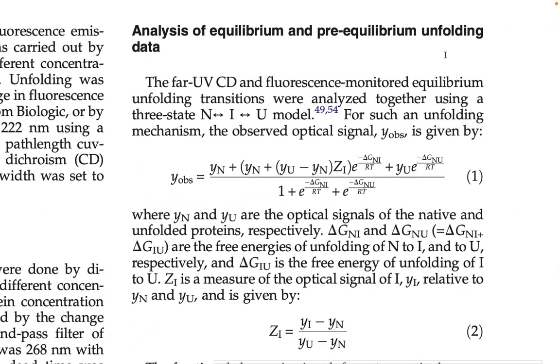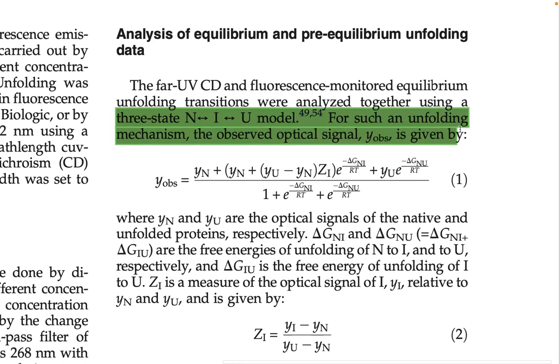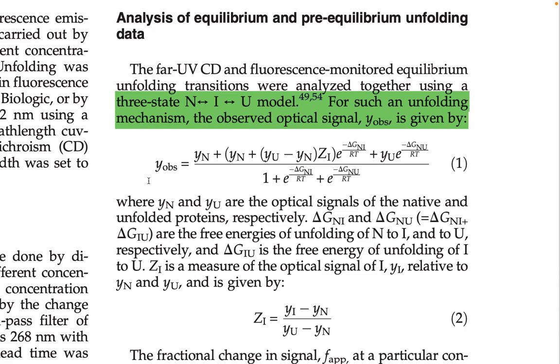Equation 1: the far UV-CD and fluorescence monitored equilibrium unfolding transitions were analyzed together using a 3-state model, and for such an unfolding mechanism the observed optical signal is given by Y observed equal to Yn plus (Yn plus (Yu minus Yn) Zi e to the power minus delta G NI by RT plus Yu e to the power minus delta G NU by RT) divided by (1 plus e to the power minus delta G NI by RT plus e to the power minus delta G NU by RT), where Yn and Yu are optical signals of the native and unfolded proteins respectively.